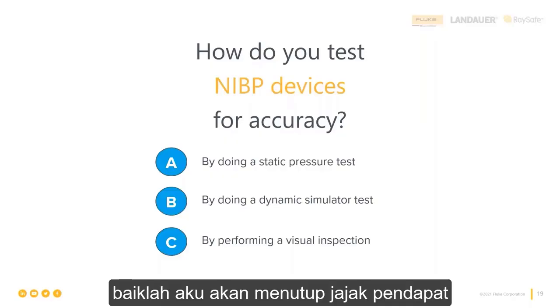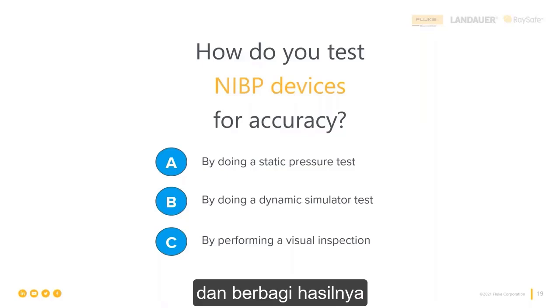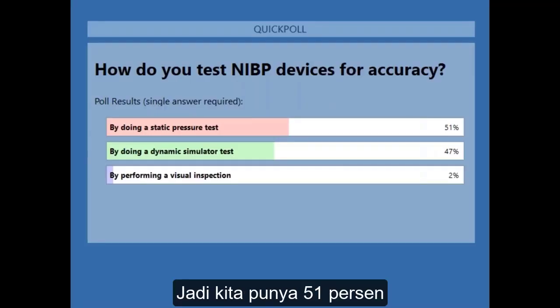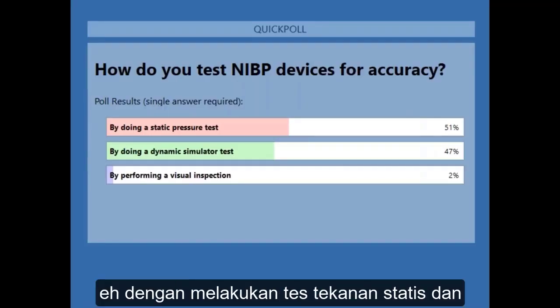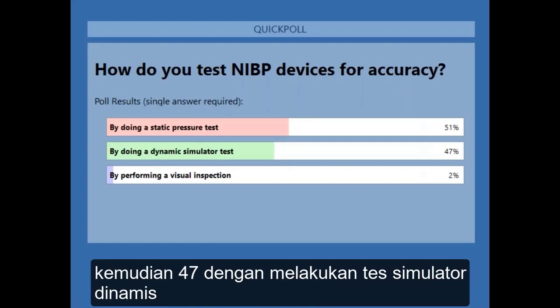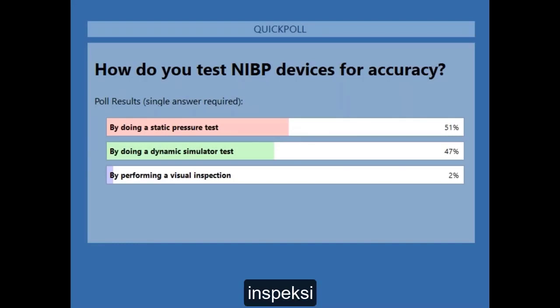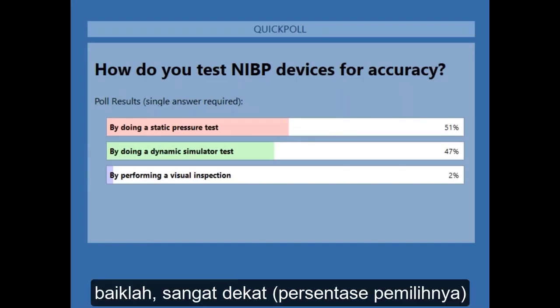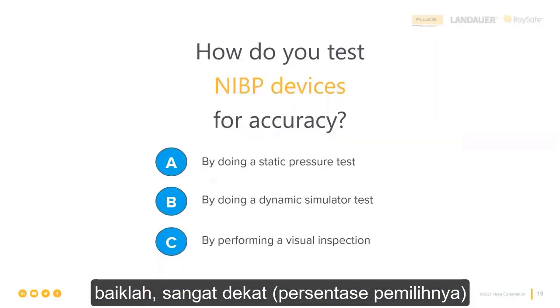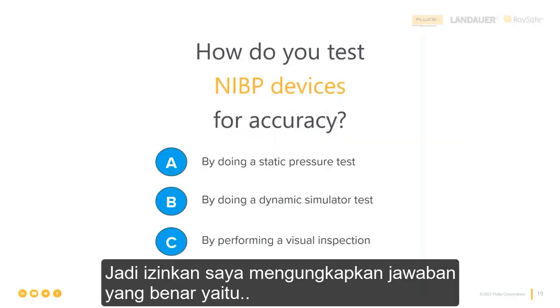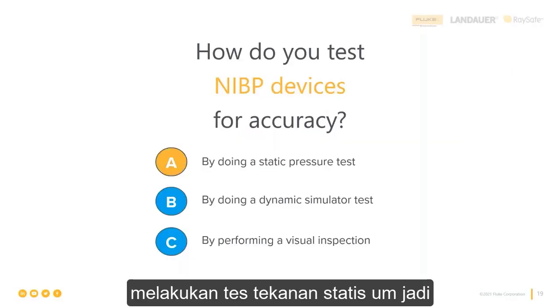All right, I'm going to close the poll and share the results. We have 51% by doing a static pressure test, 47% by doing a dynamic simulator test, and 2% a visual inspection. All right, neck and neck. Let me reveal the right answer, which is doing a static pressure test.